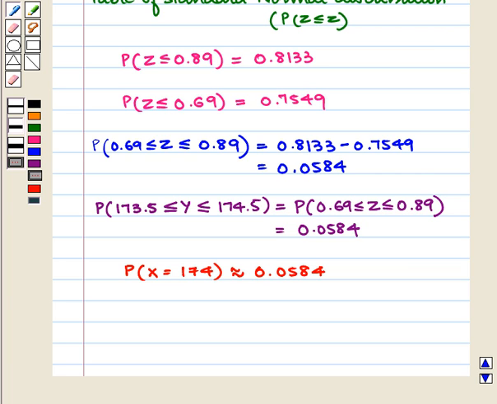Thus, in this session, we have learnt how to approximate binomial distribution using normal distribution. This completes our session. Hope you enjoyed this session.